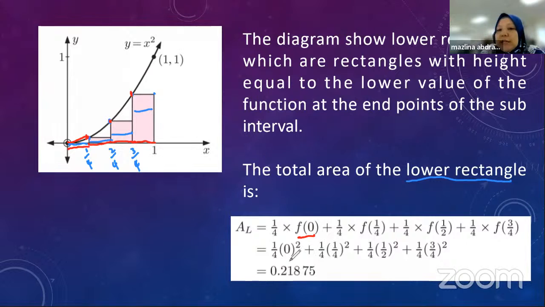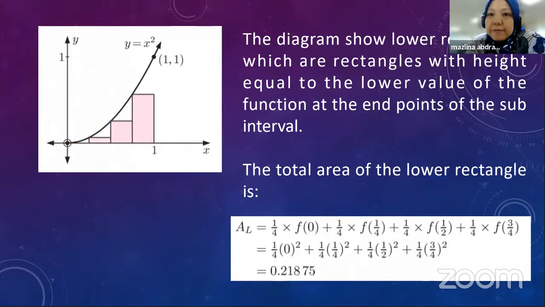So we substitute, and we get the value 0.21875. The values use the function x squared. When x is 0, it is 0. When x is 1/4, it becomes 1/16, which is 1/4 squared. Then 1/2 squared, and 3/4 squared, because our function f of x is equal to x squared.